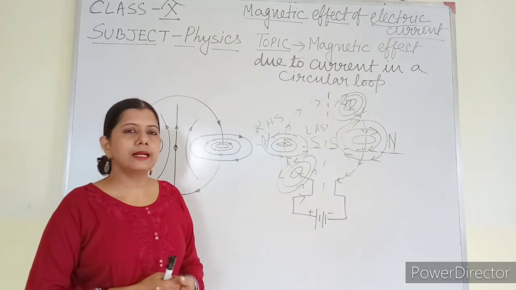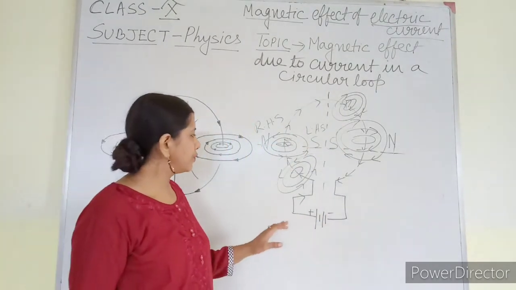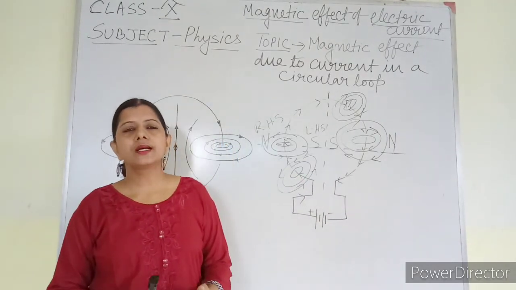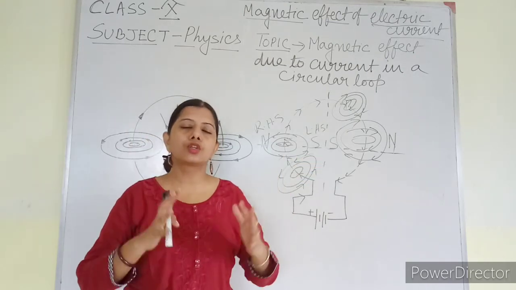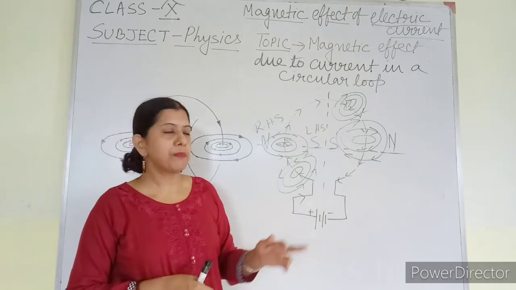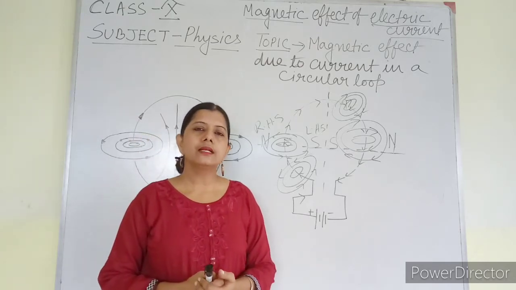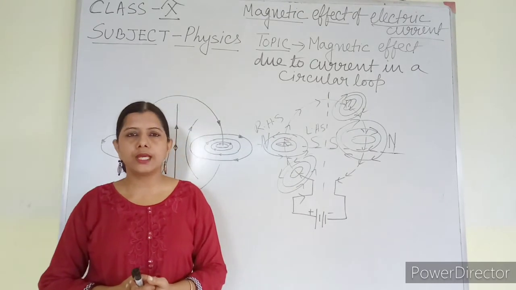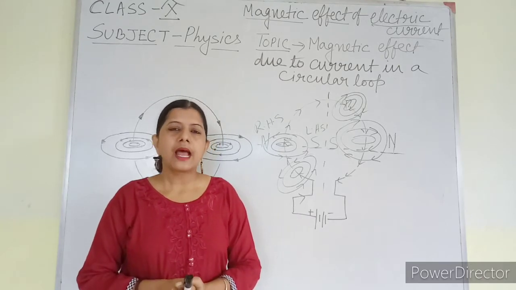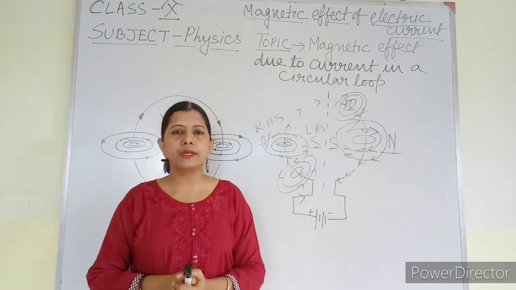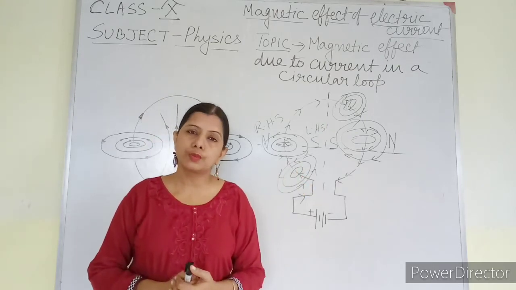Similarly, if the direction of current is reversed, that means if the current flows in this way, in the anti-clockwise direction, then at the center of the circle, north pole will be created, because just the opposite of what happens here will happen. So you have to remember that in a circular coil, when the current is flowing in the clockwise direction, at the center south pole is created, and if the current carrying circular loop has current in the anti-clockwise direction, then at the center north pole is created.